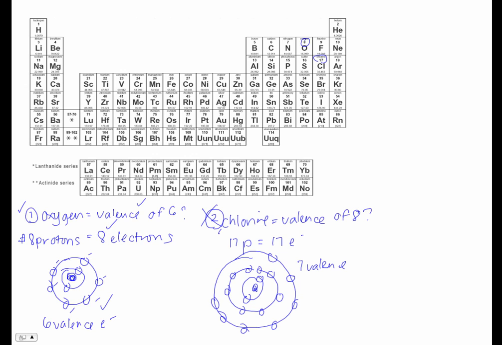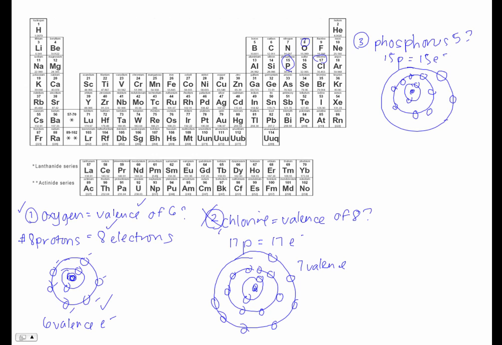Number 3, let's go over here. Phosphorus. Does it have a valence of 5? Let's look for that over here. 15. So 15 protons equals 15 electrons. 1, 2, 3, 4, 5, 6, 7, 8, 9, 10. And the outermost is 5. 1, 2, 3, 4, 5. Good. And so valence of 5 and 5.